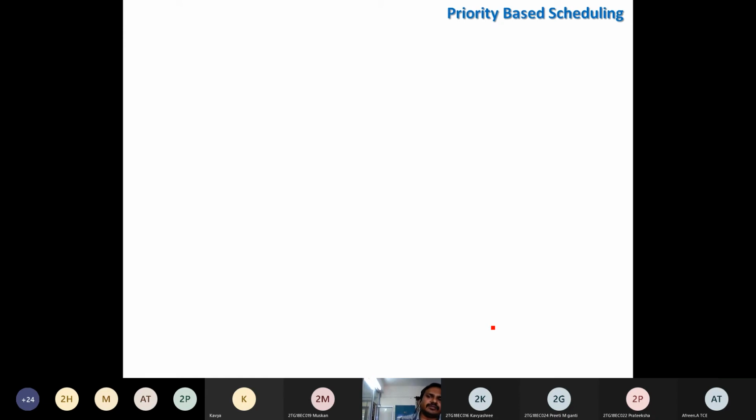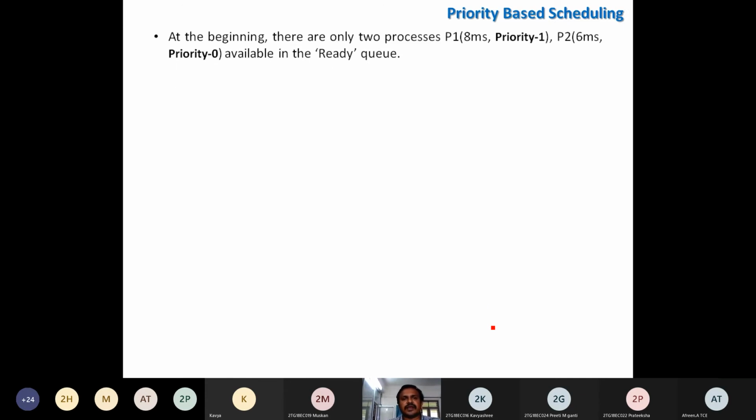The last one is priority based. Here, based on the priority, the system is going to execute processes which are available in the ready queue. Now look at that step. At the beginning, have a fresh look at the problem statement. At the beginning, there are only two processes: P1 is 8 milliseconds with priority 1, and P2 is 6 milliseconds with priority 0, available in the ready queue.